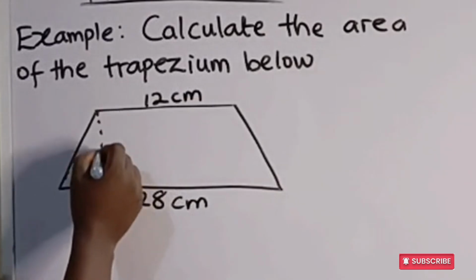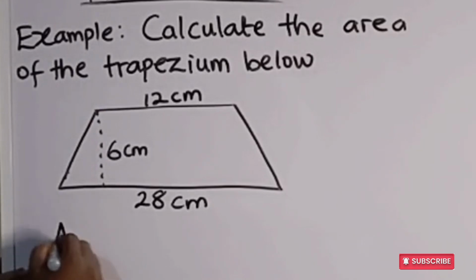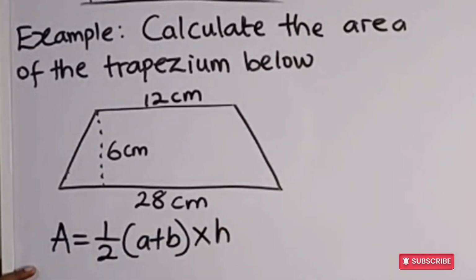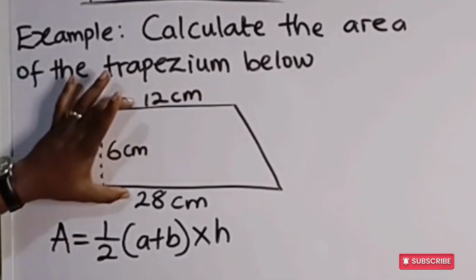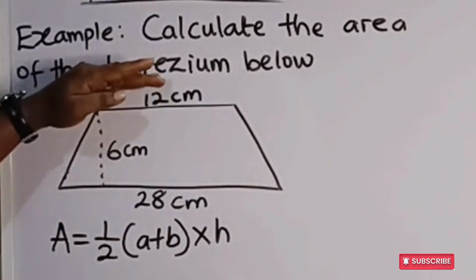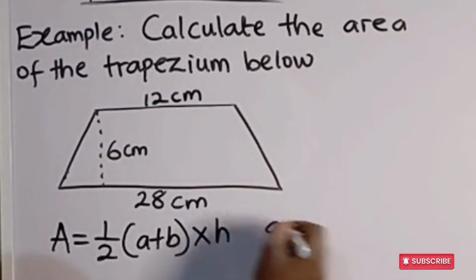So we're expected to calculate the area of this trapezium. Looking at this, first we need to write the formula. The formula is area is equal to half A plus B times the height. What's the value of A? A is the shorter length. These two sides are parallel, these two sides are not parallel. So the shorter length among the two parallel sides is our A. So A is equal to 12 centimeter.